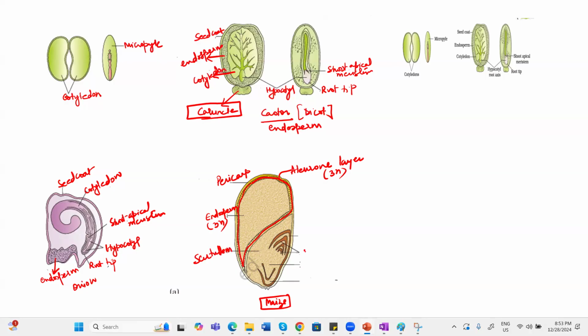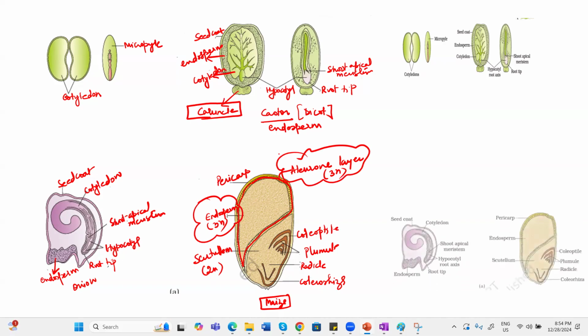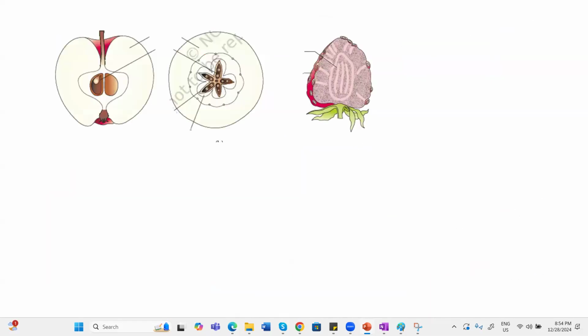This is plumule, and plumule is protected by coleoptile. This is radicle, and radicle is protected by coleorhiza. Clear? So please, I hope labeling is important. Scutellum ploidy will be 2N because cotyledon ploidy is 2N, but endosperm is 3N and aleurone layer is 3N. Clear?